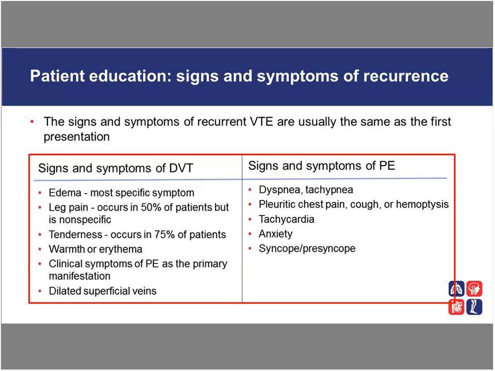Also, these are some of the things you can go over with your patients: signs and symptoms of DVT and PE. Often it's surprising to patients that if they presented with a DVT, a recurrence could be a pulmonary embolism and not a DVT next time. And so it's important to go over the symptoms of PE, for example, in that case.